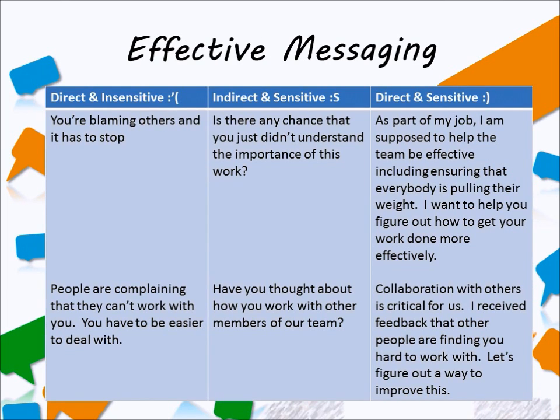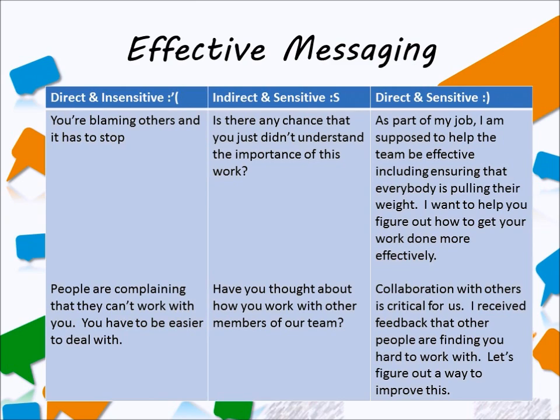So this chart here gives you a sense of where things are at by using examples that you might run into. Right, so direct and insensitive, you're blaming others and it has to stop. Indirect and sensitive. Is there any chance that you just didn't understand the importance of this work? Right, so it's not really getting down to any specifics. And then direct and sensitive. As a part of my job, I'm supposed to help the team be effective, including ensuring that everybody's pulling their weight. I want to help you figure out how to get your work done more effectively. Right, so again, you're getting to that place of putting an action item in at the end.